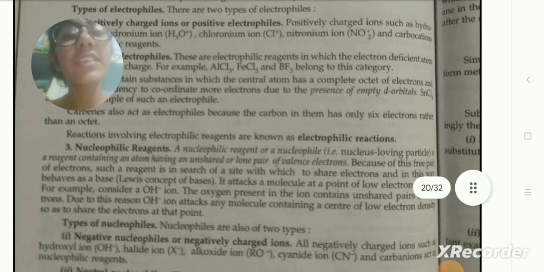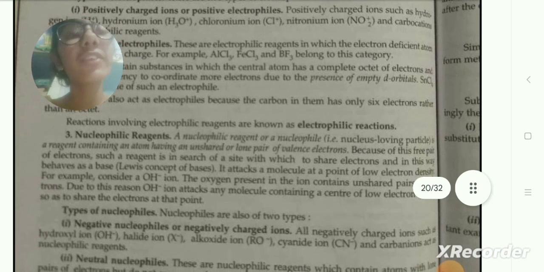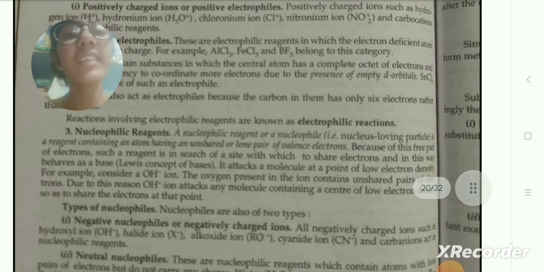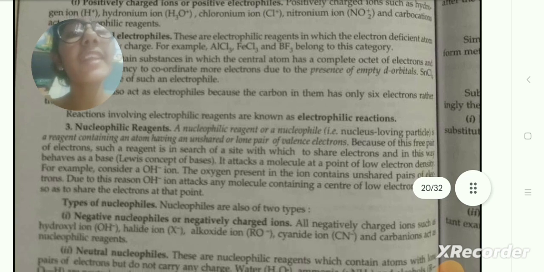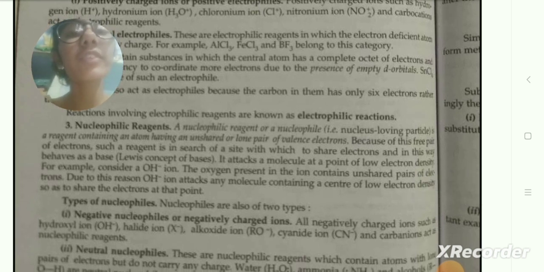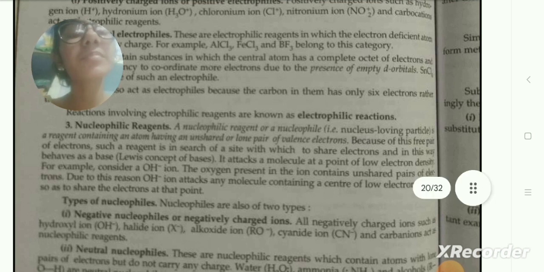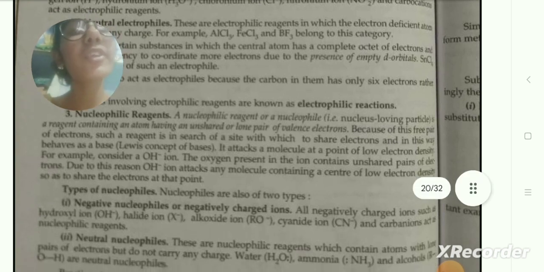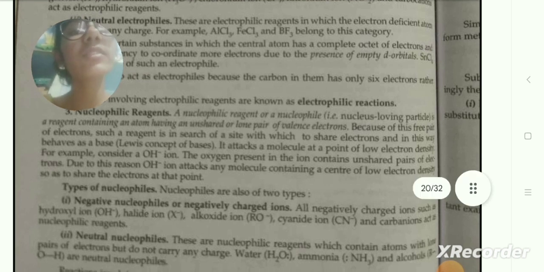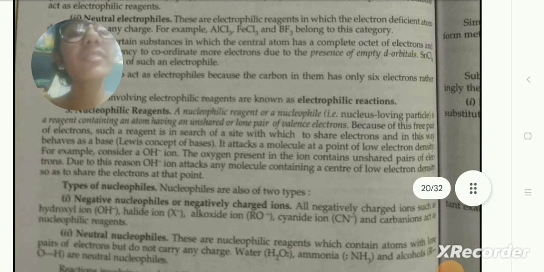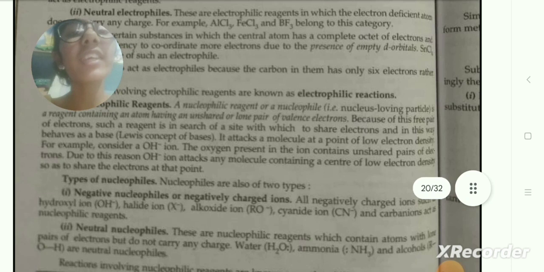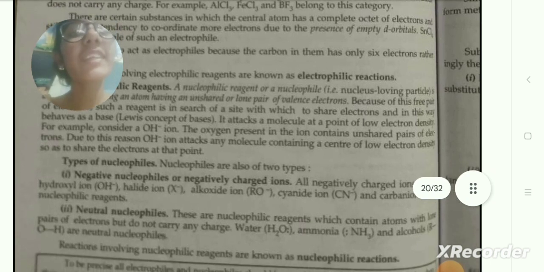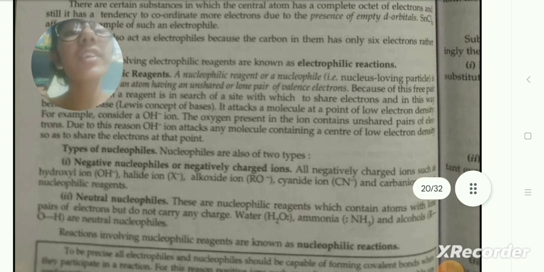Third is nucleophilic reagents. A nucleophilic reagent, or nucleophile, a nucleus-loving group, is a reagent containing an atom having an unshared or lone pair of valence electrons. Because of the free pair of electrons, such a reagent searches for a site where it can share electrons and behaves as a base. By the Lewis concept, it attacks a molecule at a point of low electron density. For example, consider the OH negative ion. The oxygen present in the ion contains an unshared pair of electrons. Due to this, the OH negative ion attacks any molecule containing a center of low electron density and is shared at that point.